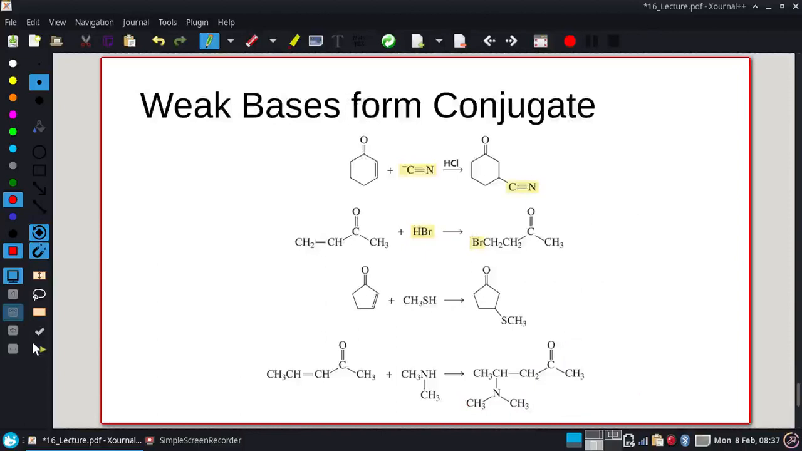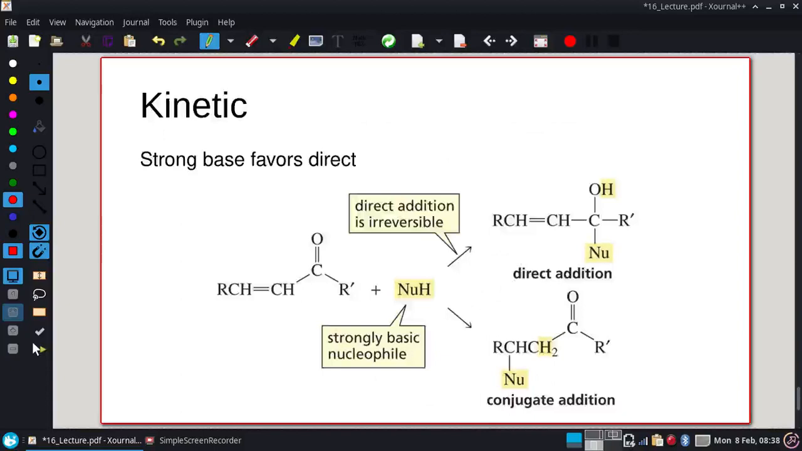All right, now weak bases are a little bit more common. These are also weakly nucleophilic, but almost all of them we're going to get a conjugated addition, where it's 1, 2, 3, 4 away. And that happens anytime it's what we consider weak base or weak nucleophile. All right, the kinetic one is going to be favored by a strong base, or the direct addition. So if it's a strong base, it basically just drives the nucleophile is what drives the reaction, and it goes to the strongest electrophile, which is the pi bond.